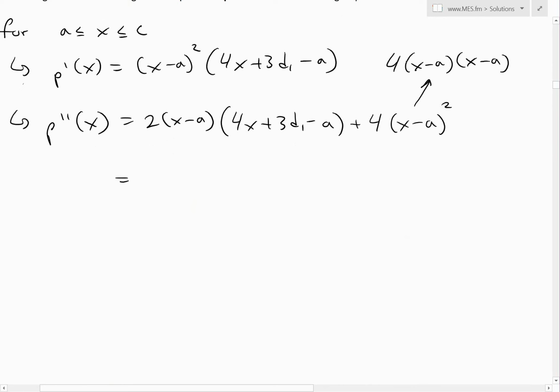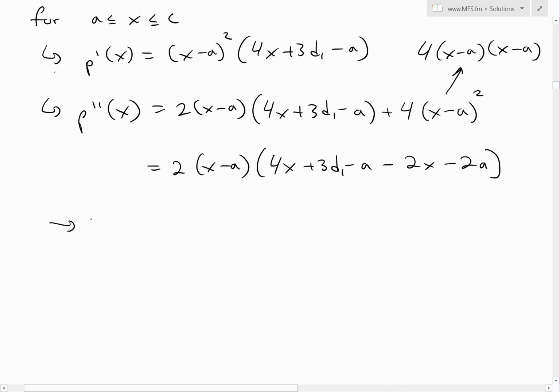So this equals 2, and also take the 2 out as well. So 2 times x minus a, now we're left with this 4x plus 3d1 minus a, and then since there's a 2 now that we took out, this is just going to be minus 2x minus 2a. That's just 2 times x minus a.